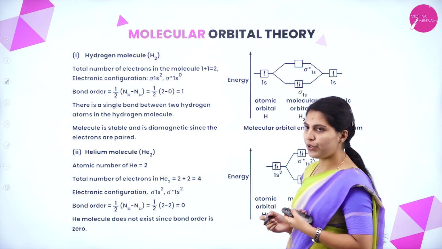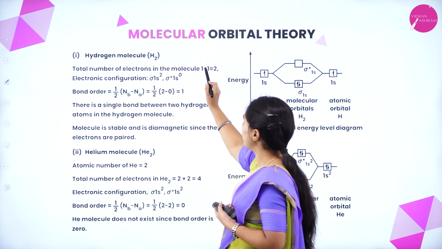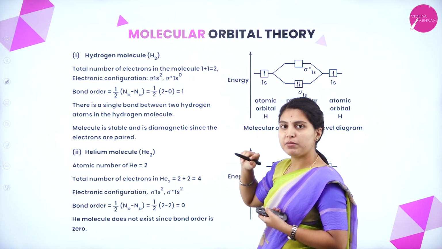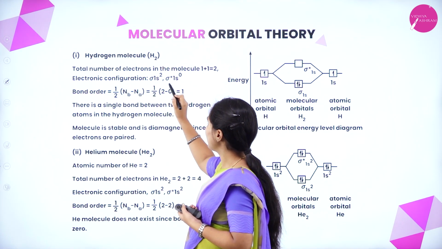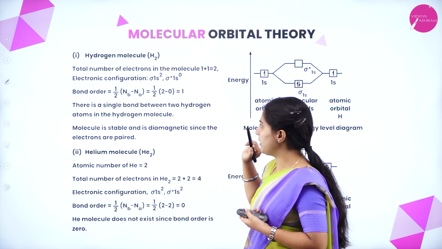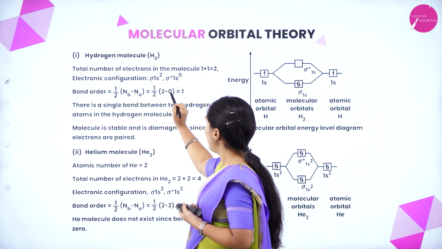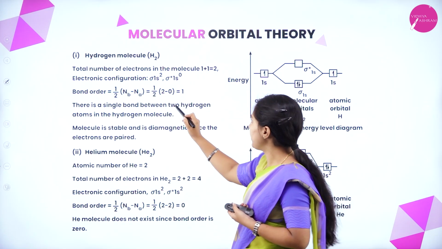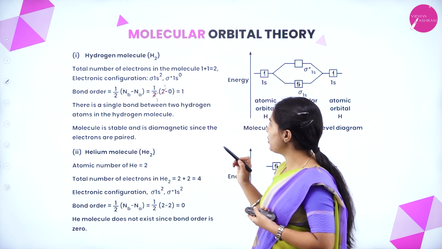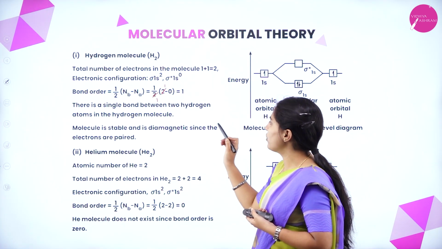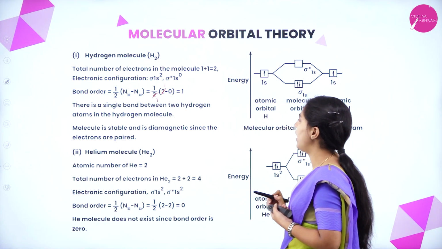We will see now the hydrogen molecule, that is H2. The total number of electrons in the molecule is 2, because two atoms are present. The electronic configuration is sigma 1s2, and sigma star has no electrons. So bond order is 1/2 into (NB minus NA), bonding 2, anti-bonding 0, so the bond order is 1. There is a single bond between the 2 hydrogen atoms in a hydrogen molecule. The molecule is stable and diamagnetic since all the electrons are paired.